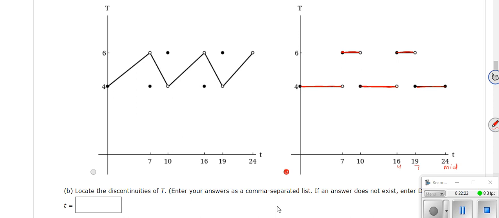Then it says, locate the discontinuities of t. Enter your answers as a comma-separated list. If an answer does not exist, enter D&E.